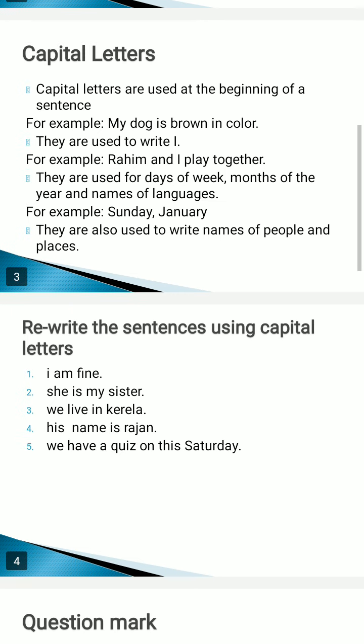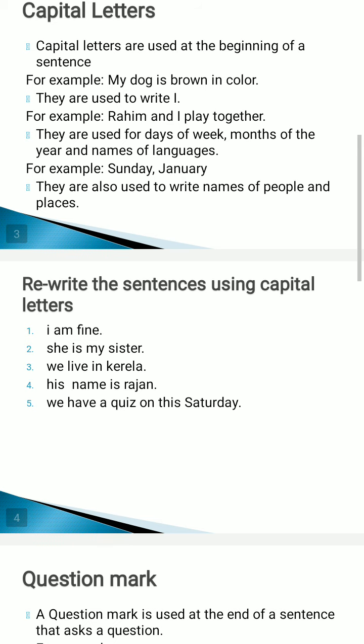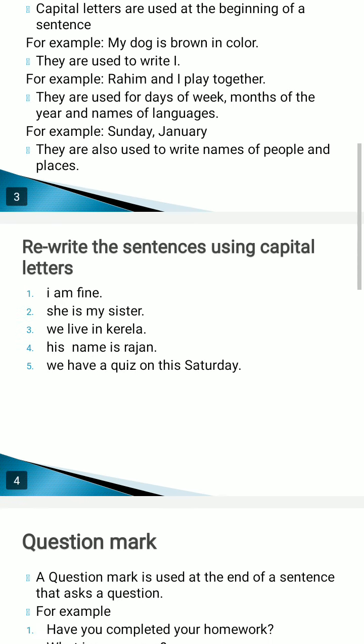Then whenever we need to write the days of the week, months of the year, and the names of languages, we always write them with capital letters. Sunday has a capital S, January has a capital J. Also, whenever we need to write the name of any person or place, proper nouns always begin with capital letters. Whenever you write your name, it always begins with a capital letter, right?